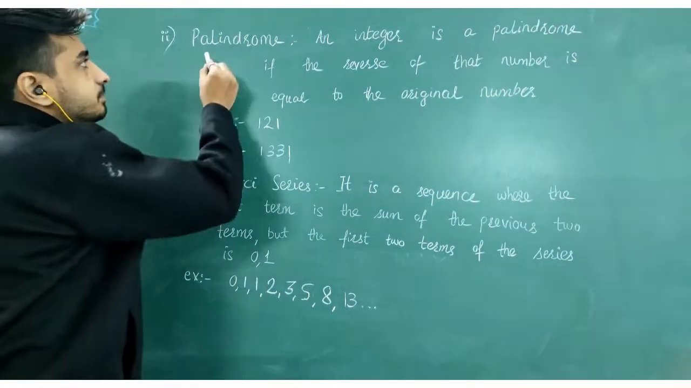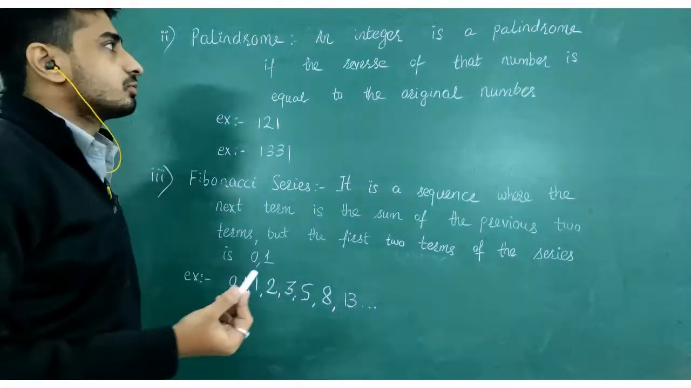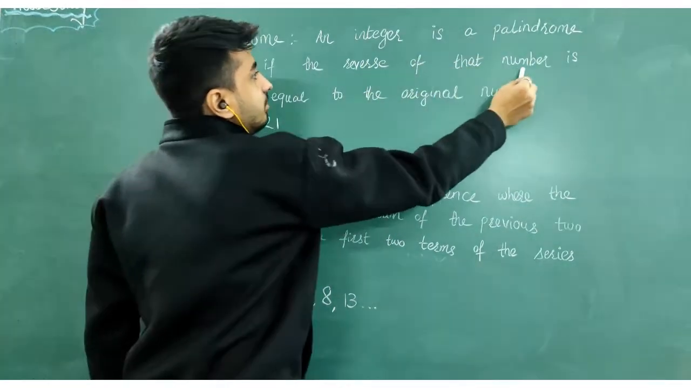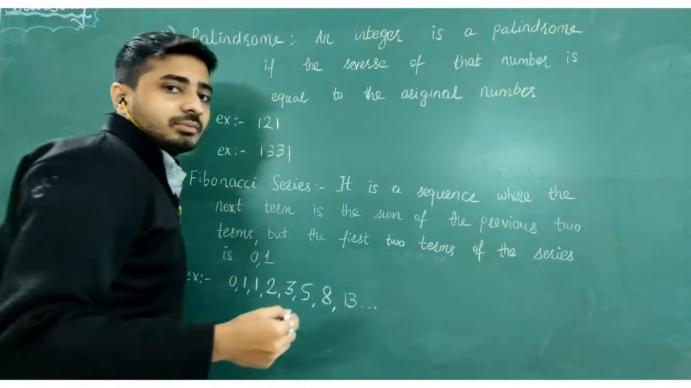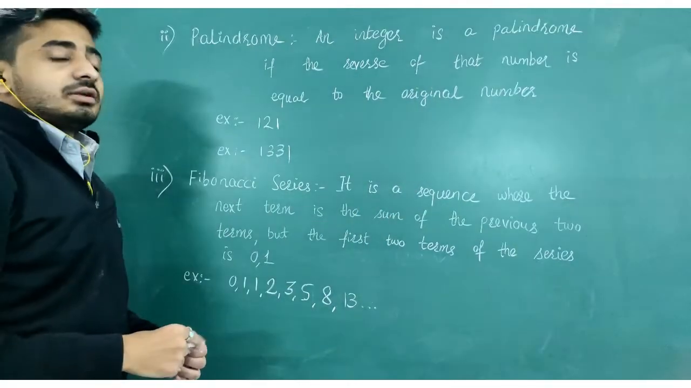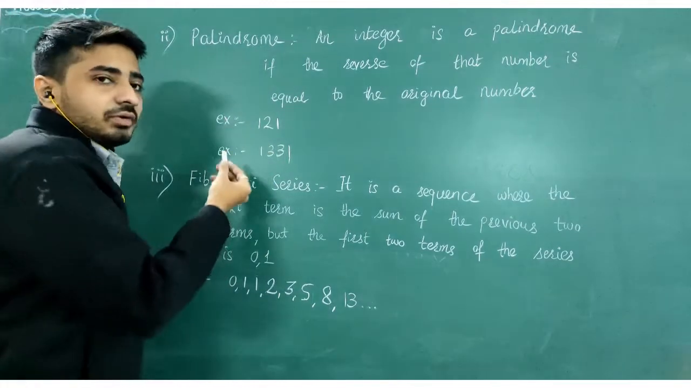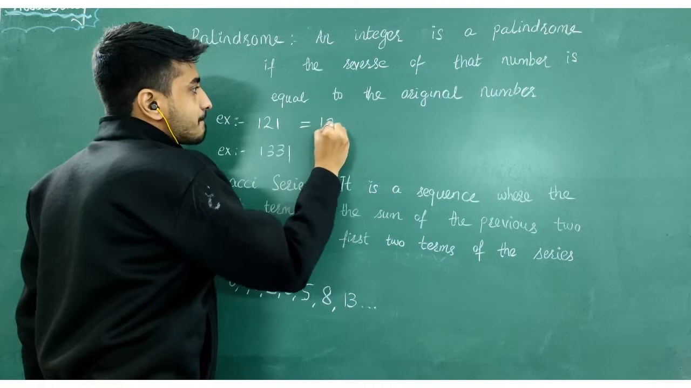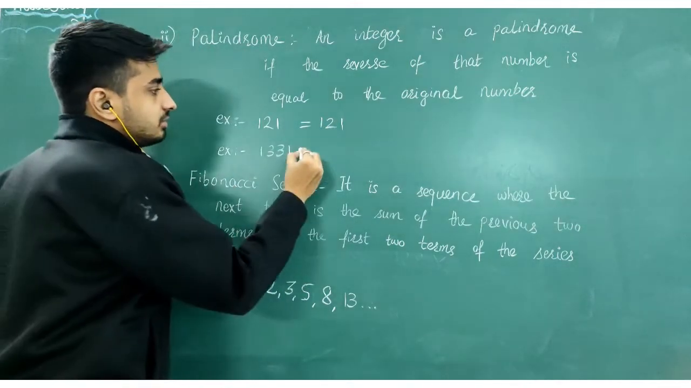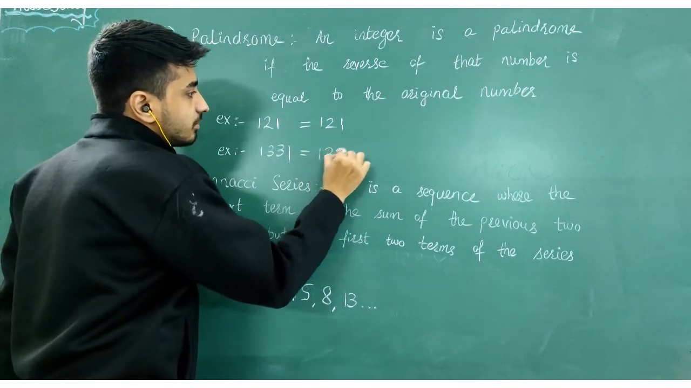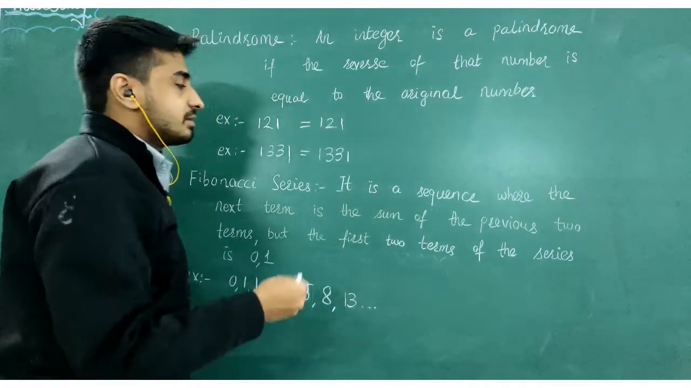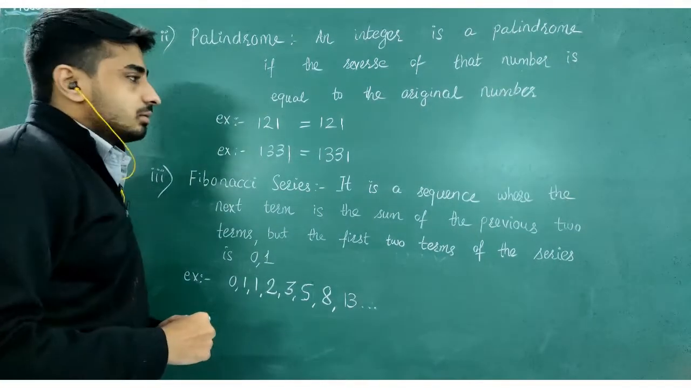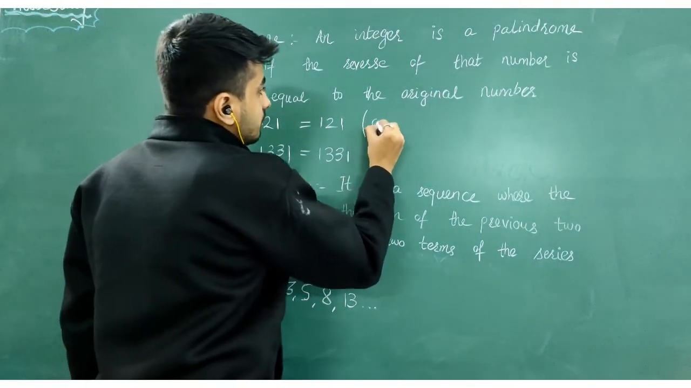Now the second term is palindrome. What is palindrome? An integer is a palindrome if the reverse of that number is equal to the original number. That is known as palindrome. For example, 121. If I do the reverse of 121, it will be the same. Okay, 1331. The reverse of this number is also the same. So these numbers are known as palindrome numbers. Clear?